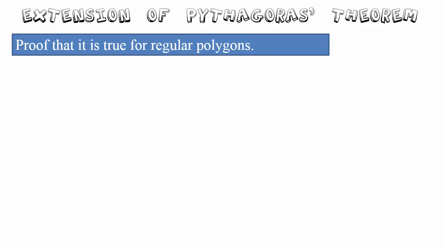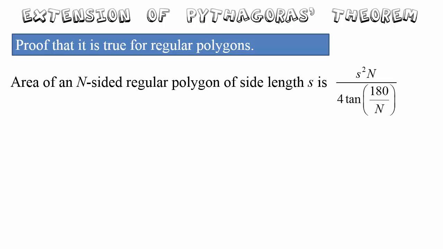Now we can show that it is also true for regular polygons. To do this, we rely on a formula that is well known, which is the area of a polygon of n sides and whose side length is s. And the formula is that the area is given by s squared n over 4 tan of 180 over n.